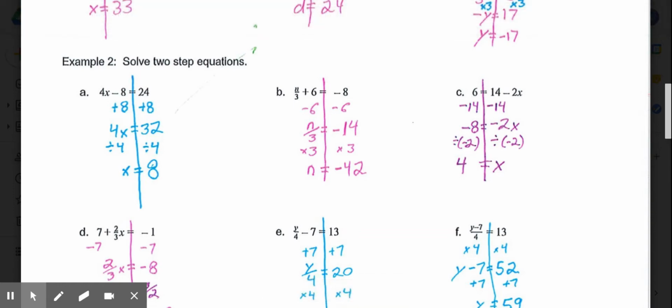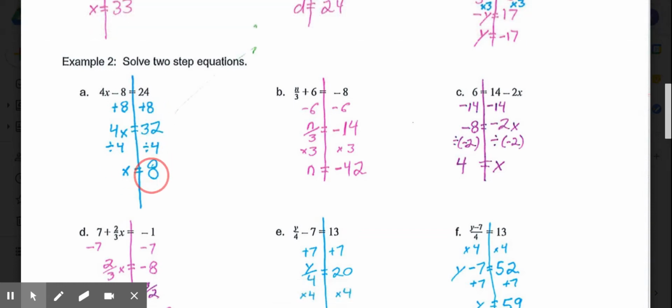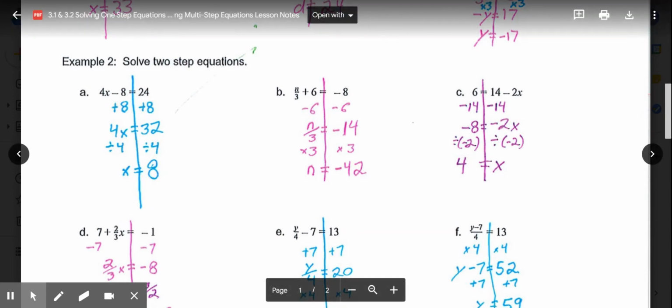So now I have 4 times x equals 32. I want to undo the multiplication of 4 times x, so I divide both sides by 4. On the left, I'm left with 1x, or just x. And on the right, 32 divided by 4 is 8. So x would equal 8.